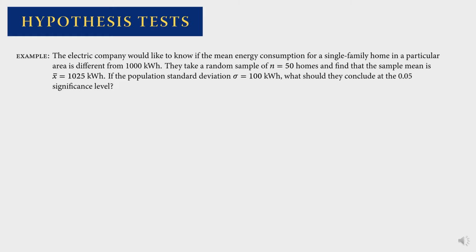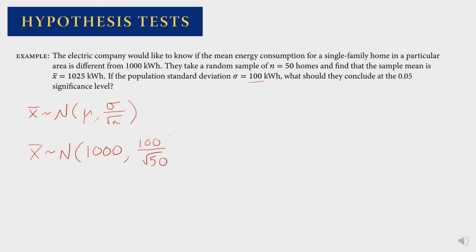Recall that the sample mean is normal and its mean is the true mean and its standard deviation is the population's standard deviation divided by the square root of n. We assume that the null hypothesis is true, so that mu equals 1000. We're given that sigma equals 100 and that n is 50. So the sample mean will follow this distribution.